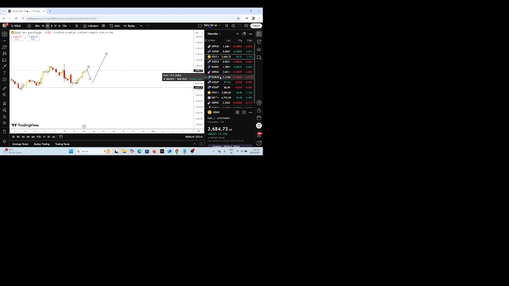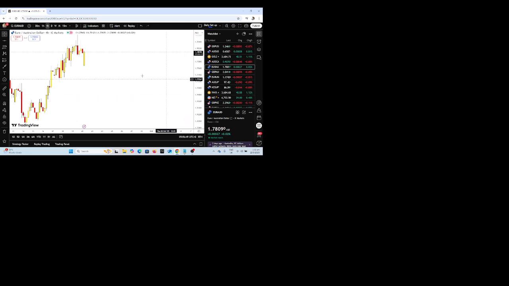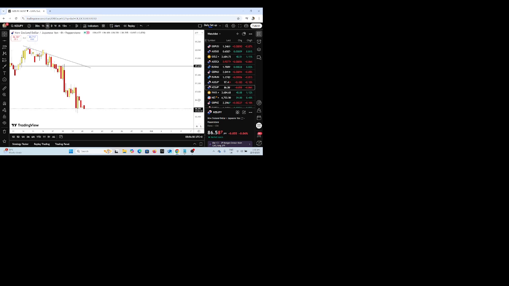For Euro USD and the Aussie USD, as they are based on USD, it will be the same. I'm not going to go through that. Euro Aussie, there's a gap here. I'm not going to go through that. Yen is also sideways. Yen is going to be very tricky.